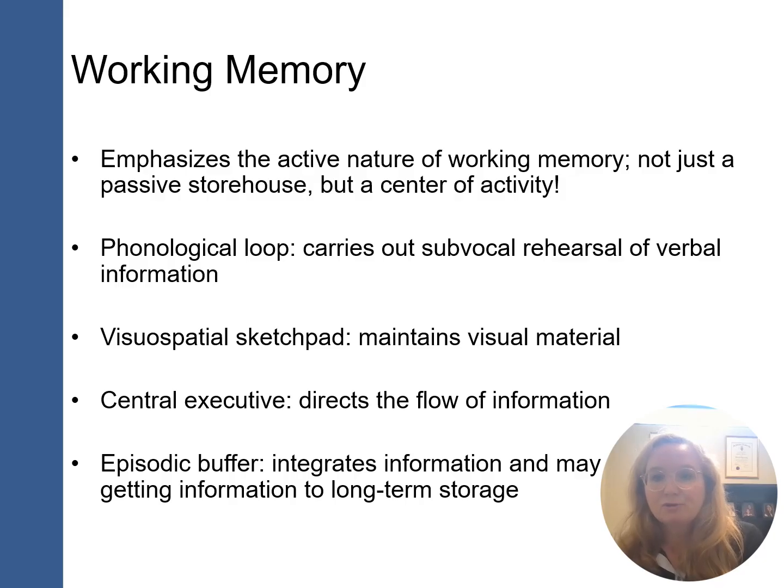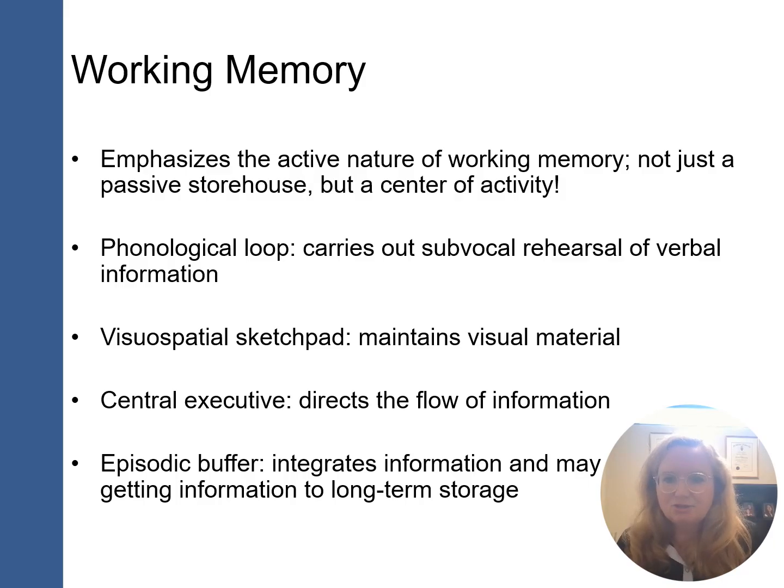Maybe you're looking for a particular sweater and then you're scanning the store to look for the color of the sweater, and the picture of the sweater helps you find it. Then there's the central executive, which is directing all this flow of information. Obviously, there's more than one thing happening, so something needs to be coordinating all of this and helping the information flow. And then there's the episodic buffer that integrates information and maybe actually helps it get into long-term storage.